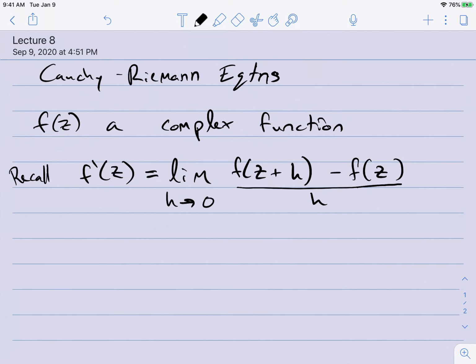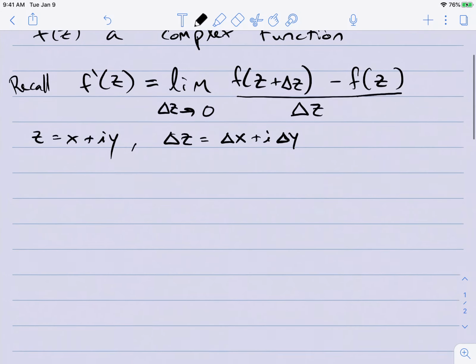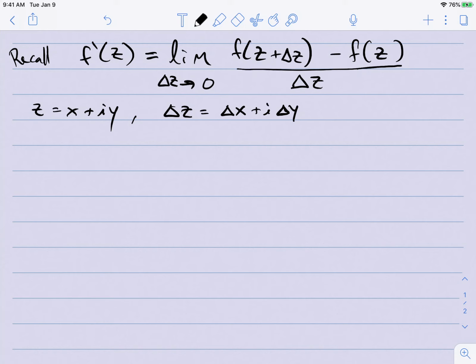And just to remind you, this h is a complex number, and so it's going to be convenient to give it a new name. I'm just going to call it delta z. So delta z is just some complex variable that's approaching 0. And of course, we can break all these variables into their real and imaginary parts. So z is x plus iy. Delta z I'm going to write as its real part delta x, and its imaginary part delta y. So anyway, this is the expression.